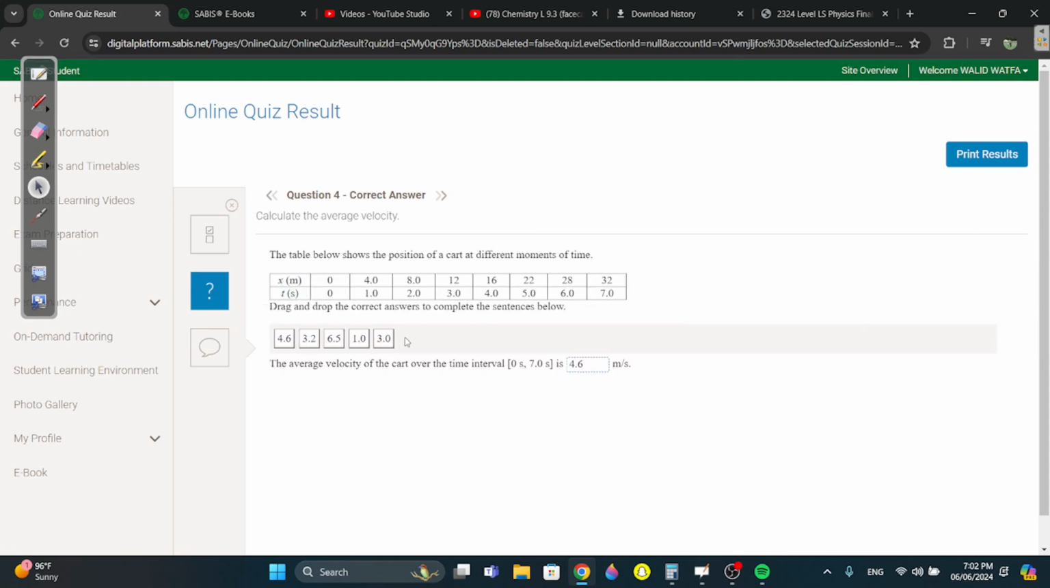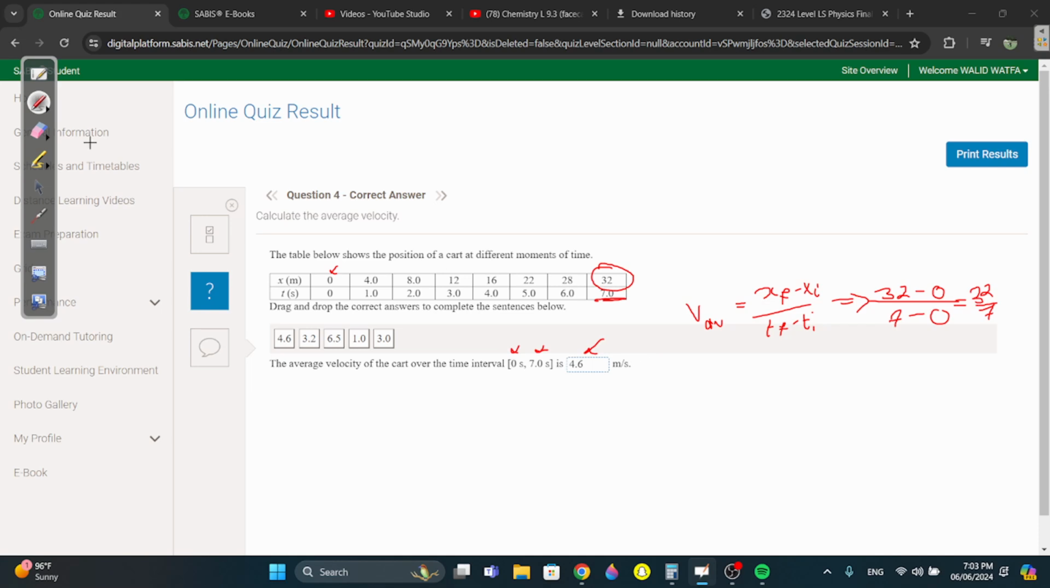So they gave us x and t, the average velocity between 0 seconds and 7 seconds. To find average velocity, it's x final minus x initial over time final minus time initial. So in this case, it's going to be the final x at 7 seconds. Where is 7 seconds? It's 32. So 32 minus 0 seconds, it's at 0, divided by time final minus time initial. Time final is 7, and initial time is 0. So 32 divided by 7, and that's going to be 4.6.